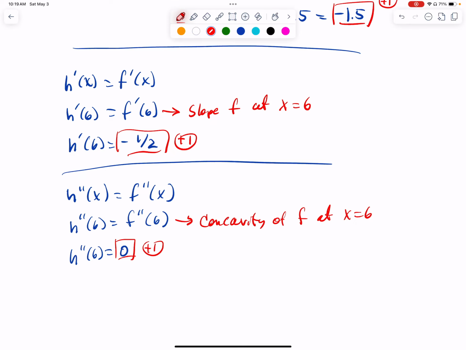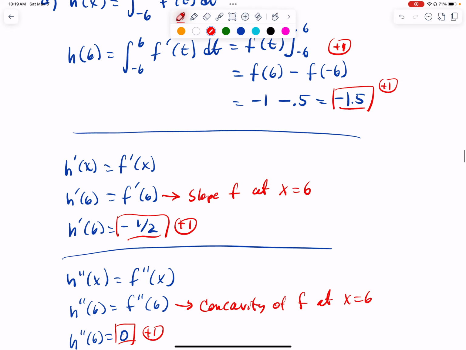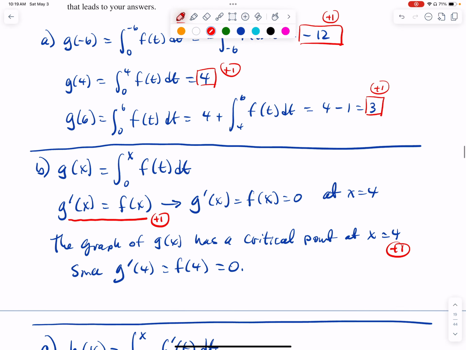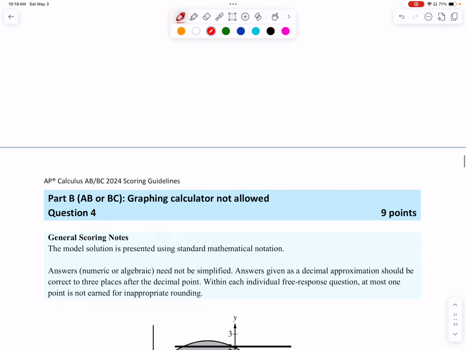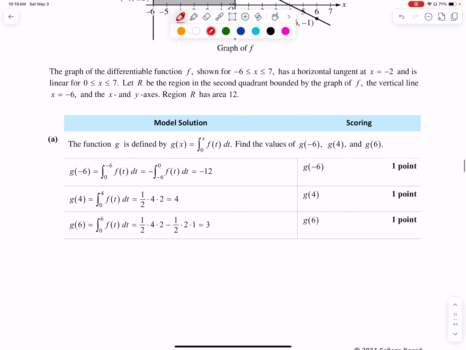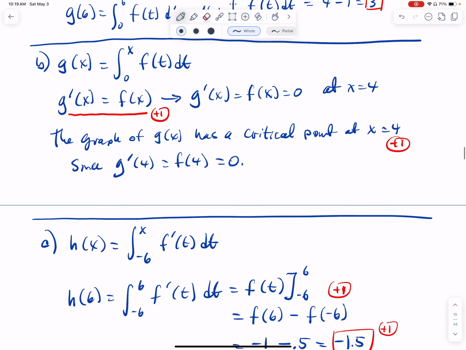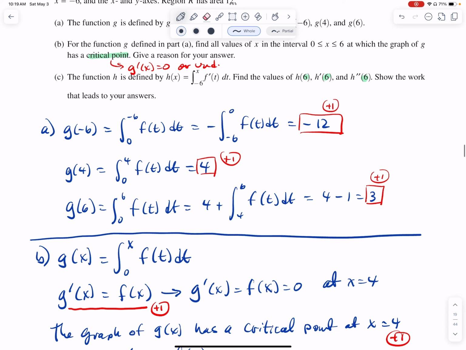All right, so let's see how we did with the actual scoring guideline on this one and see if I guessed the correct points here. All right, so on part A, it was worth 3 points, and you can see clearly that it was each one of the evaluations, g of negative 6, g of 4, and g of 6. So they had negative 12, they had 4, and they had 3. Let's see. Negative 12 and 4 and 3.